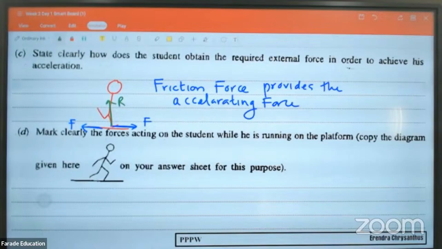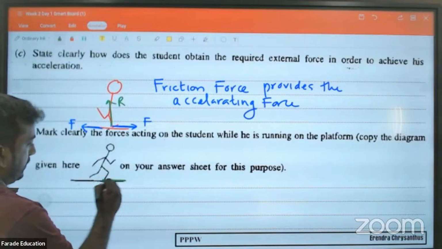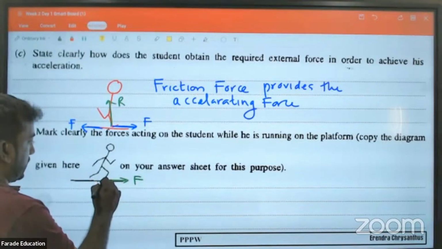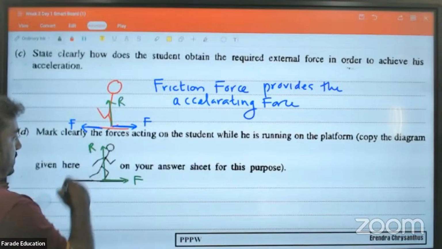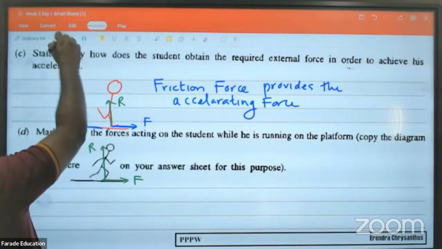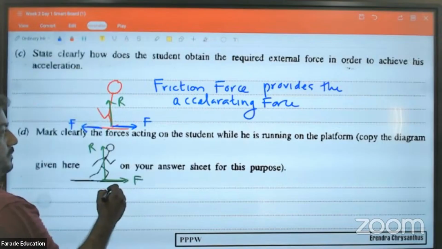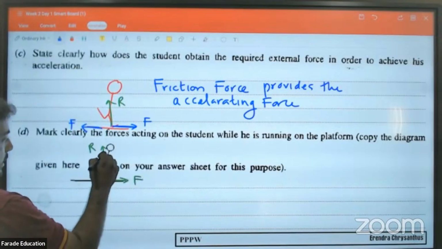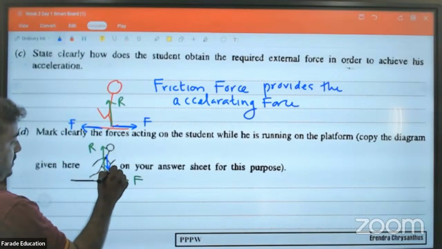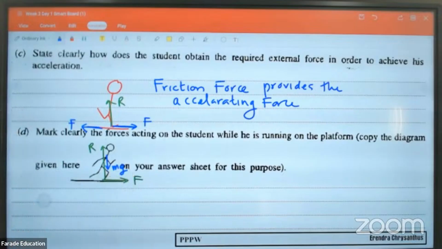Clear? Okay. So I think here I can mark it. Friction force, normal reaction. And don't forget, you can mark the weight of the person as well, mg. So normal reaction, friction, weight.